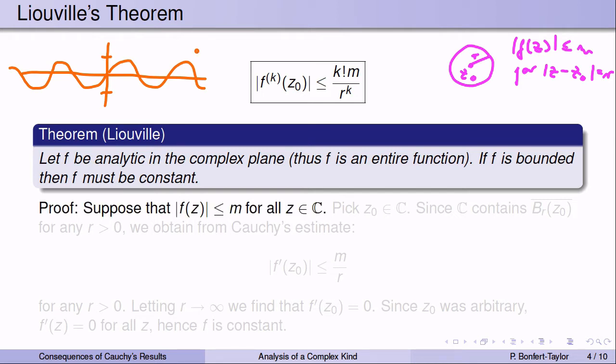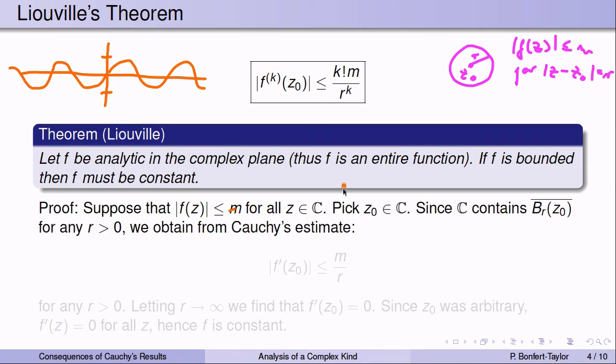Let's look at the proof of Liouville's theorem. So suppose that the function f is bounded, which would mean that the absolute value of f of z is bounded above by some constant m for all z in C. Pick a z0, any point z0 in the complex plane. Since f is analytic in the entire complex plane, we can put any ball of any radius r around that point z0, and that ball will be one of those balls that is allowable to apply Cauchy's estimate, because the function f is analytic in the entire complex plane. So no matter how large a ball I choose, it'll always fit into the domain where f is analytic.